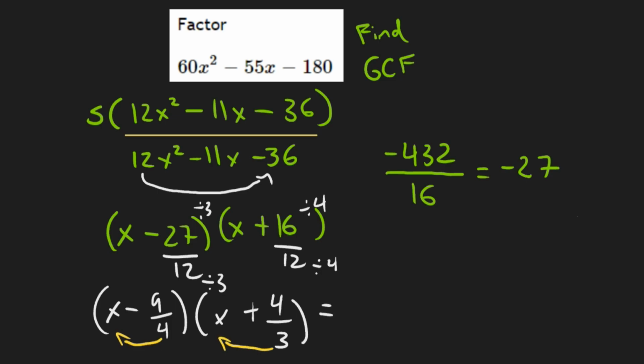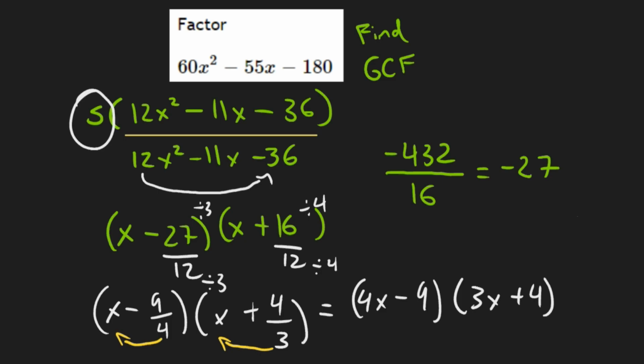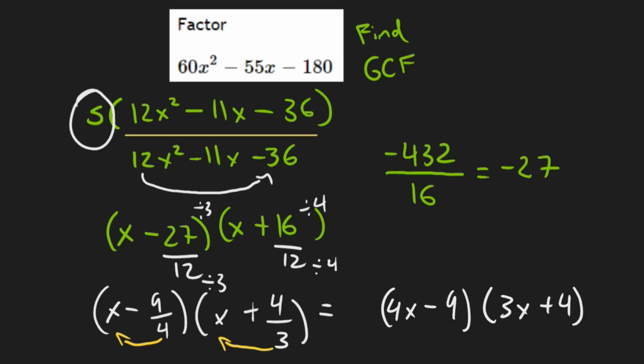Then you'll have 4x minus 9, and then 3x plus 4. And then we have this 5 right here, so then you'll just have to pull it at the front. Let me just move this back a little bit. The 5 at the front, and that's the final answer.